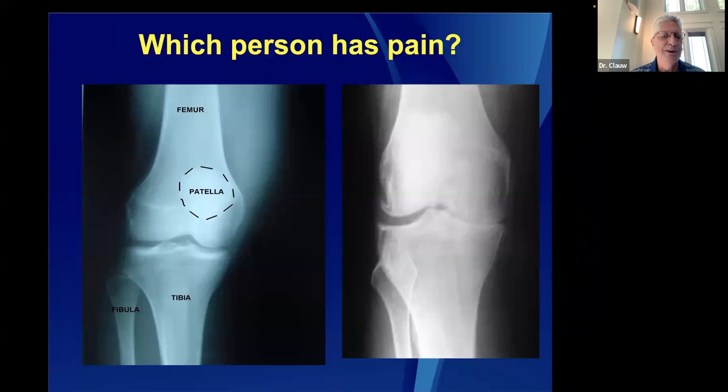And I show this because obviously I'm old, but I want to point out that when I was trained, I was taught that the person on the left would never have pain because they have an entirely normal x-ray. And the person on the right would always have pain because they have lost all their cartilage and they have bone rubbing against bone. It probably wouldn't surprise many of you to know that about 10% of people with an x-ray on the left will have pain.